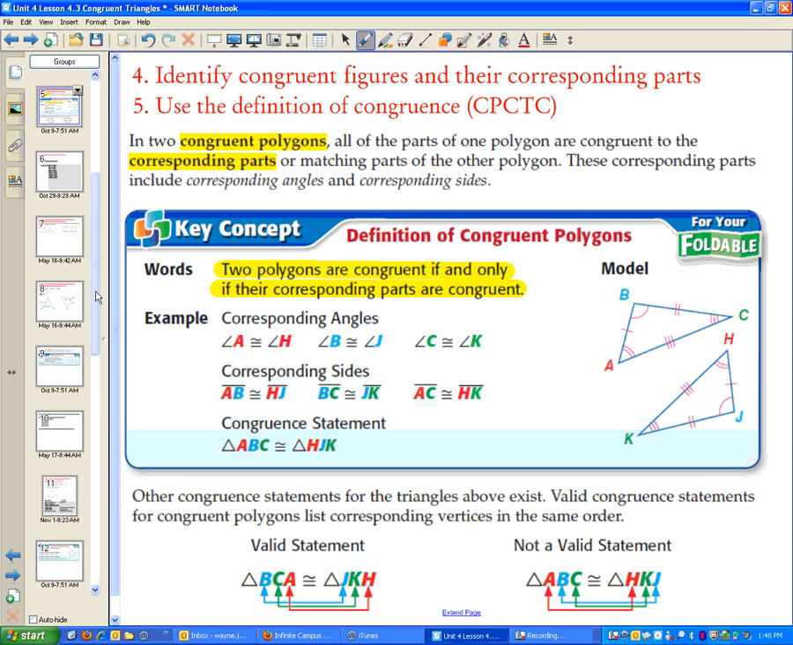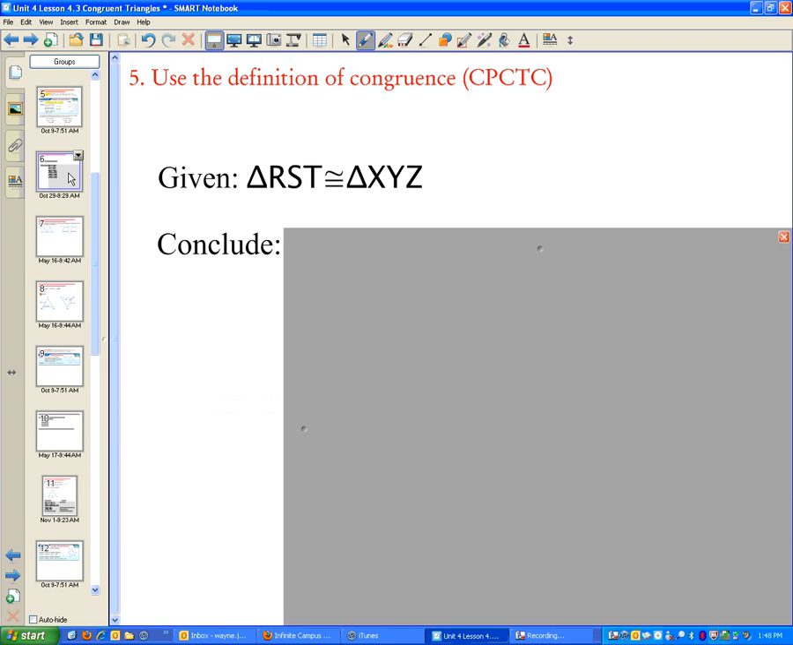All right. Write this example down. It's not in your book. It's an example I want you to write down.